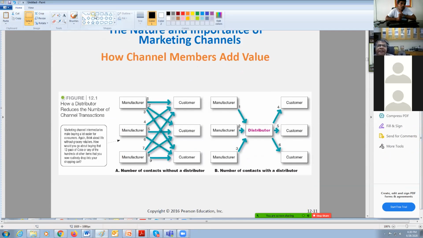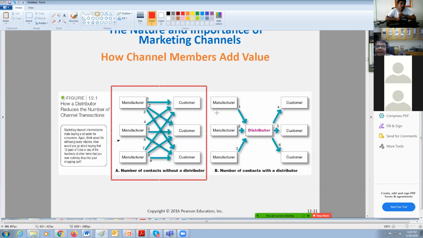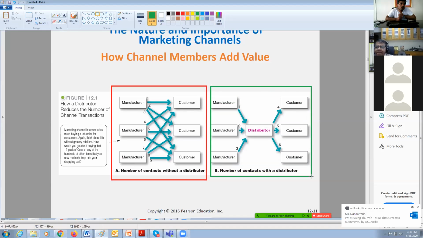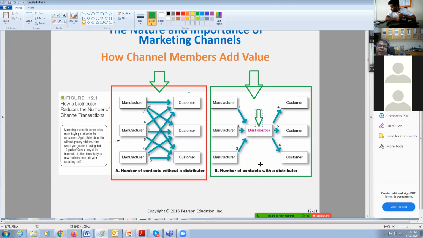Now, look at this, this is your number A, and this is your, okay. Now, this diagram is manufacturer and customer directly. That means selling direct. But this diagram is not direct, it is via distributor. So there the channel members add value.